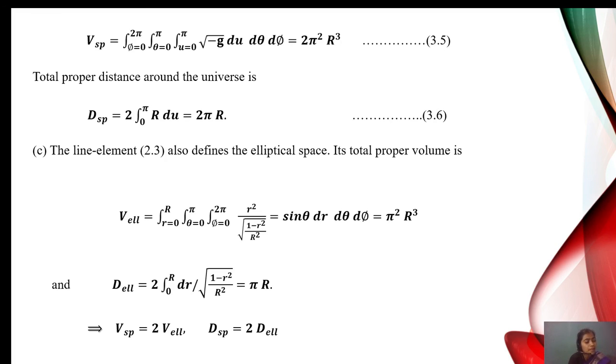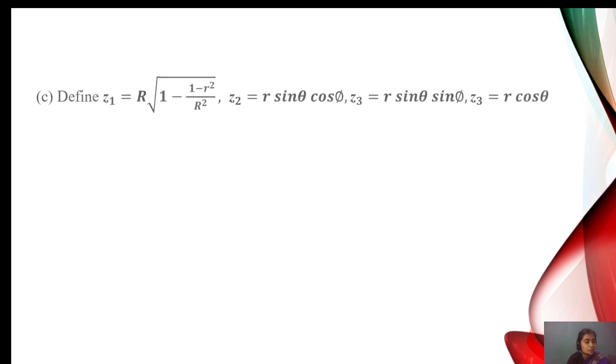And you know that V_SP equals, considering the proper distance of the universe, to V_ELL, and d considering to the SP, that is 2 d_ELL. From both of these conditions, the same equation will be generated.